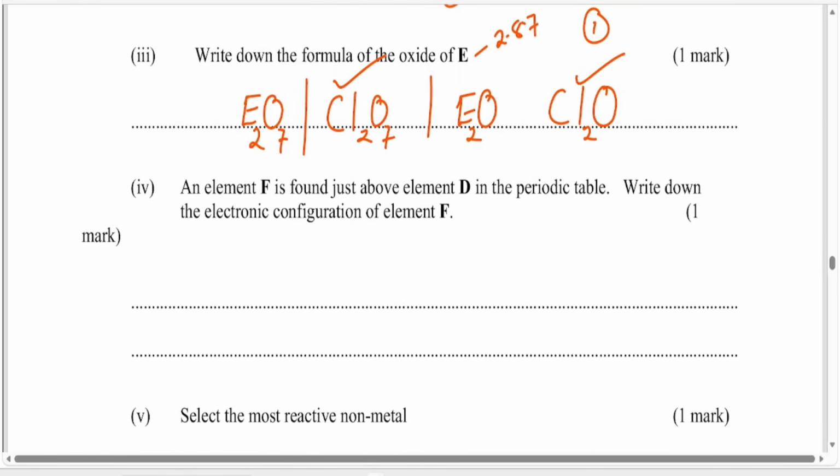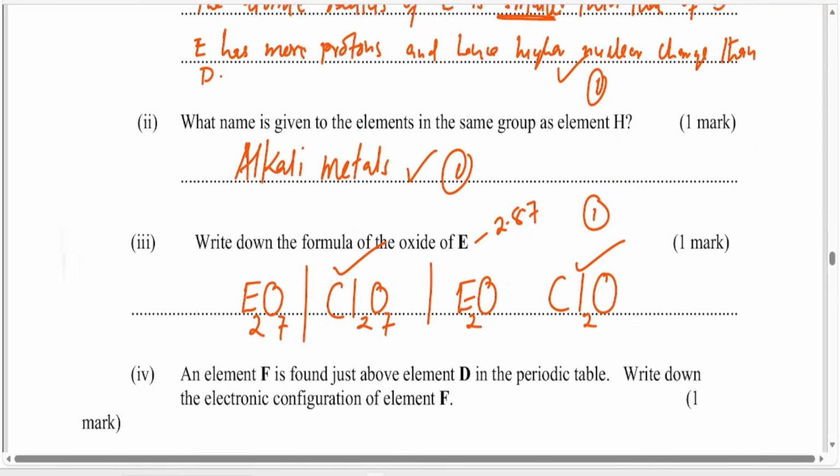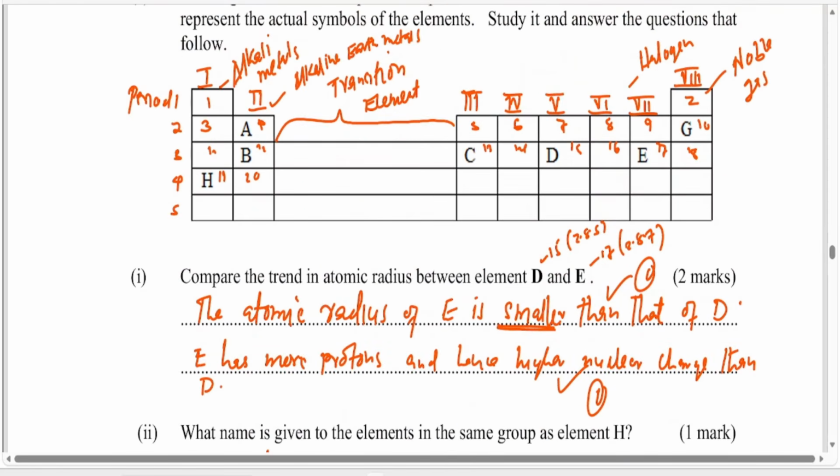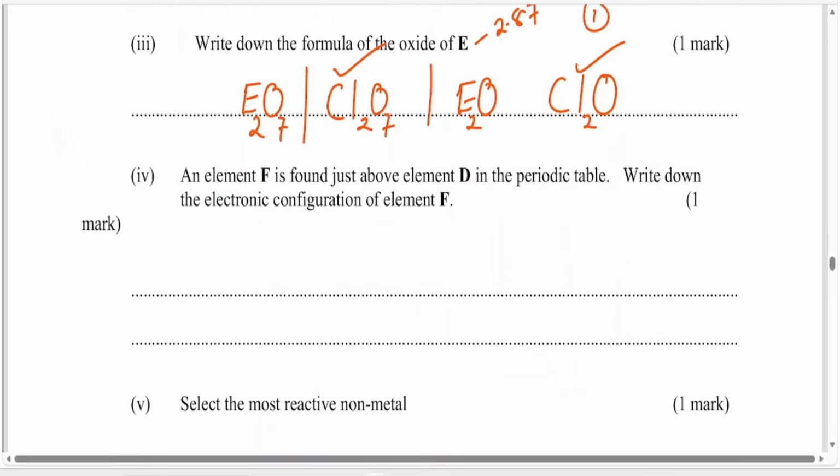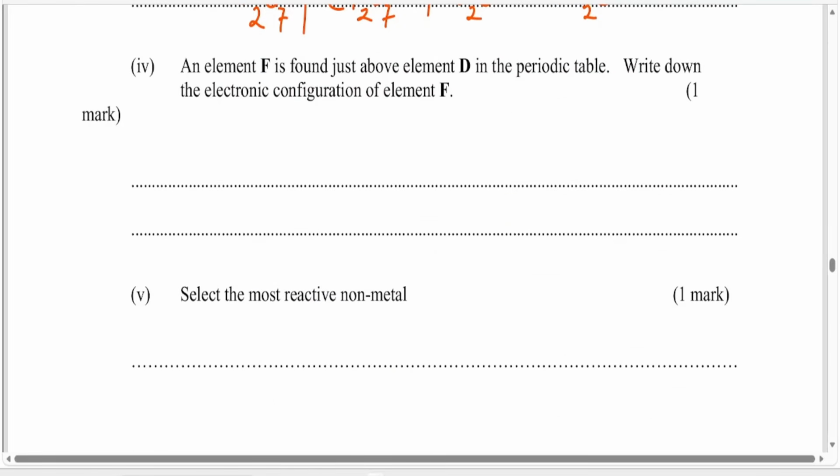And element F is found just above element D in the periodic table. Write down the electronic configuration of F. Where is D? You can see D. So F is number 7, and its electron arrangement is 2, 5. F is usually fluorine.